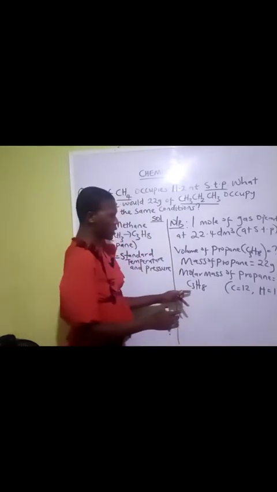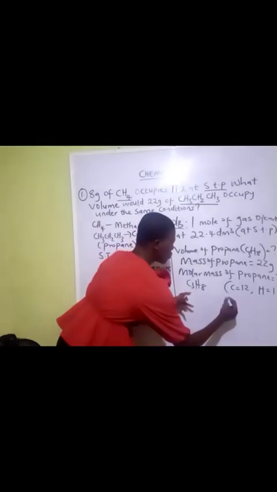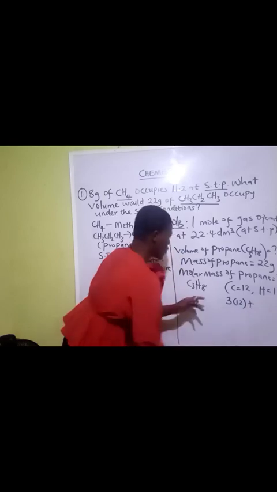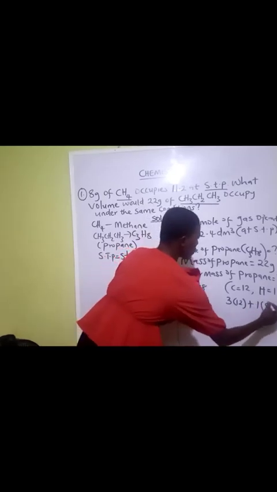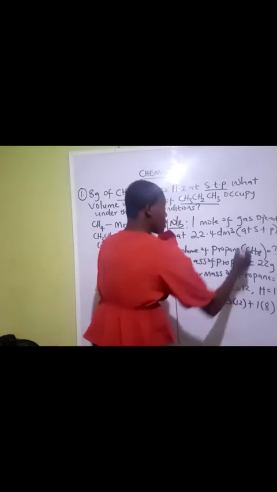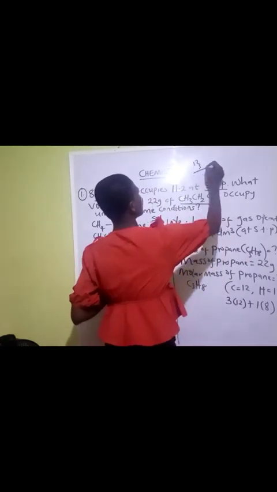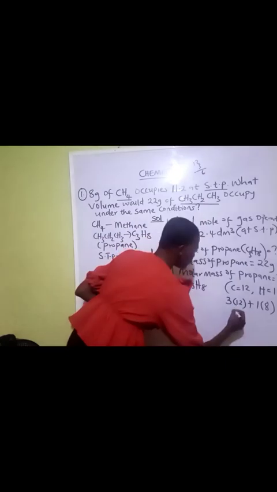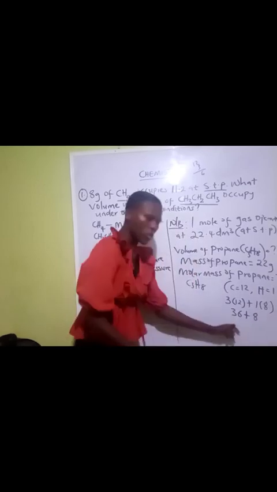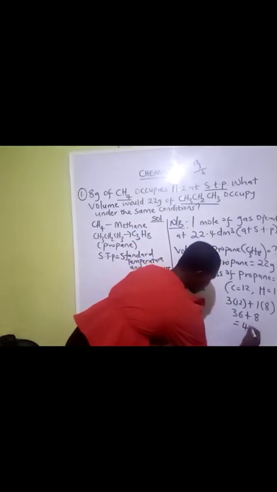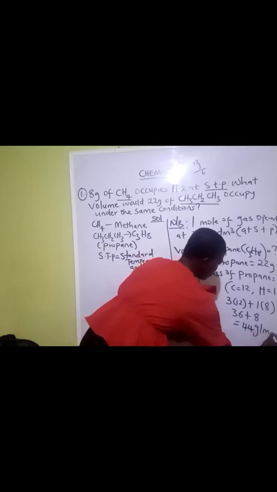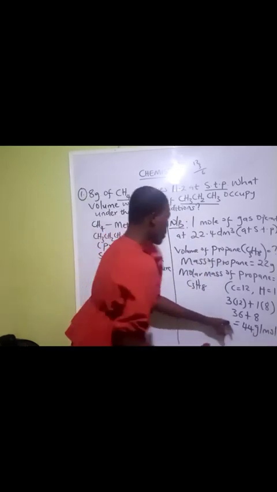So how do we solve? We know that carbon has a subscript of 3 here. So it becomes 3 times 12, plus 1 times 8. Expand the bracket. 3 times 12 is 36. Plus 1 times 8 equals 8. So 36 plus 8 will give us 44. Okay? This is grams per mole. So this becomes the molar mass of propane.